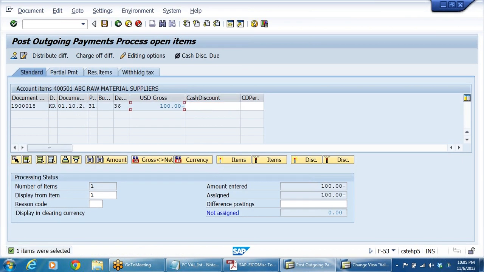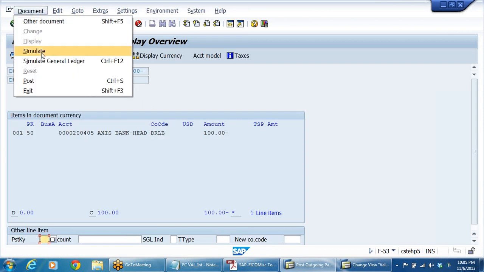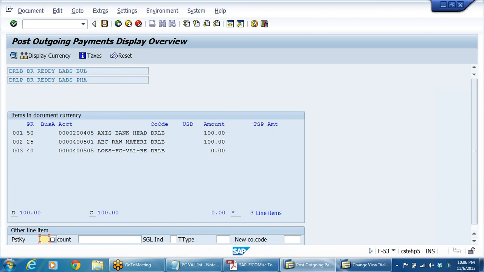See, $100. Now what I can do, I can post the entry. If you simulate, if you just overview, you don't get, of course, simulate. Right, let me post it. Axis Bank account data to ABC raw material supplier. Sorry, the Axis Bank account is credited, and ABC raw material, that is supplier account, is debited. His account is debited, bank account is credited. Save it.